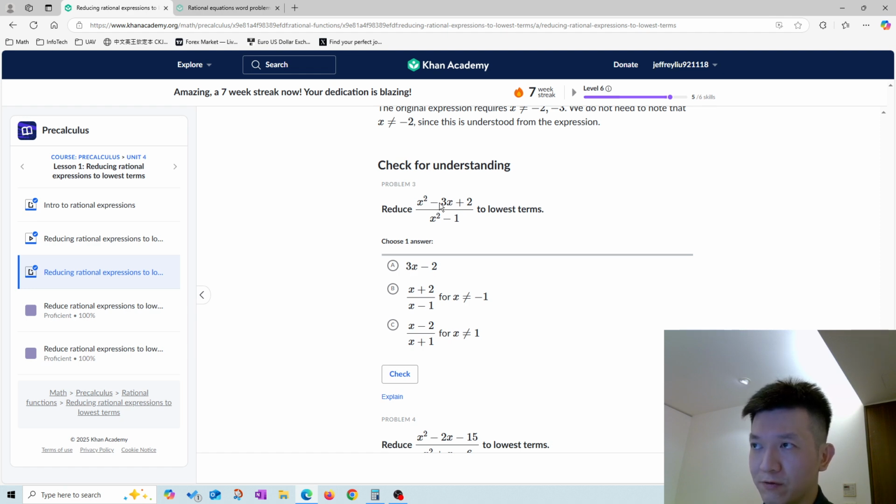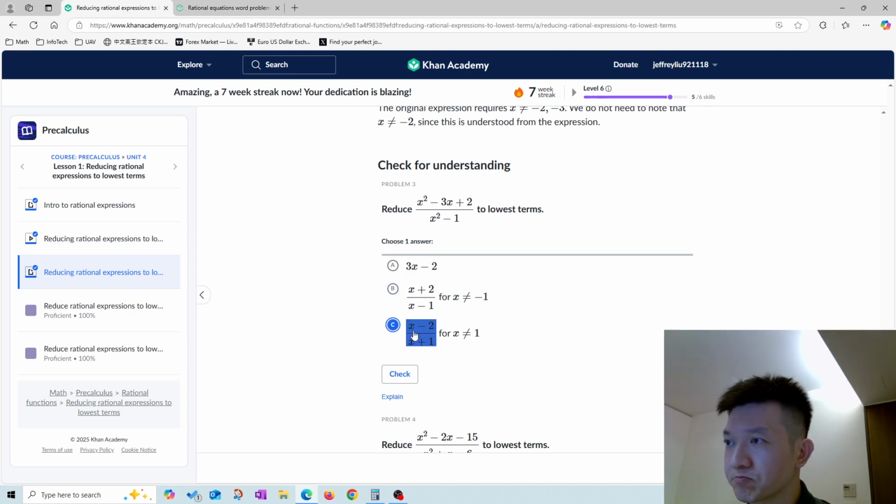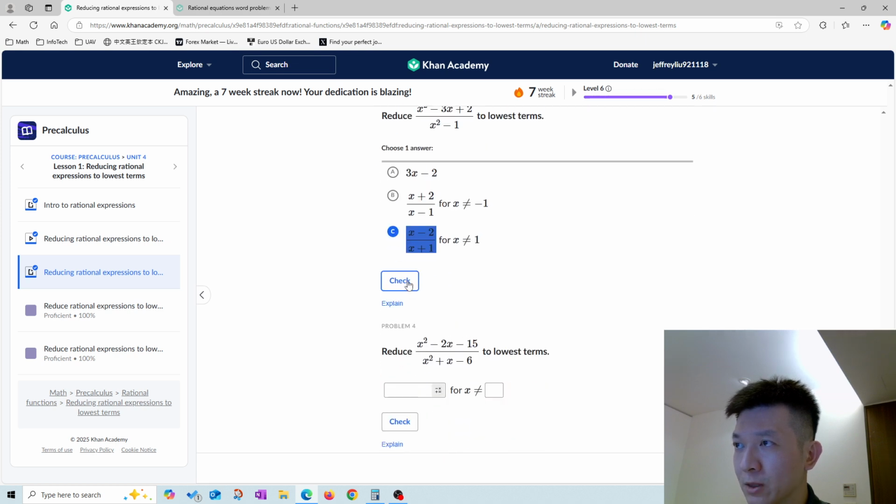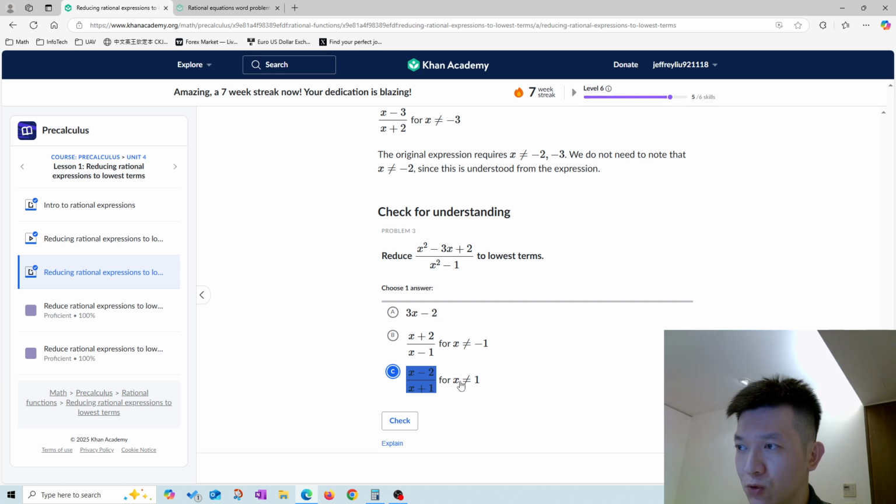So to check our understanding, 2 and 1 are both going to be negative because your middle part is negative. So x minus 2, x minus 1, and you have x minus 1 and x plus 1 for your denominator. Therefore you're going to remove x minus 1, and you're left with x minus 2 divided by x plus 1. It doesn't change the fact that x cannot be 1, because x minus 1 equals 0.